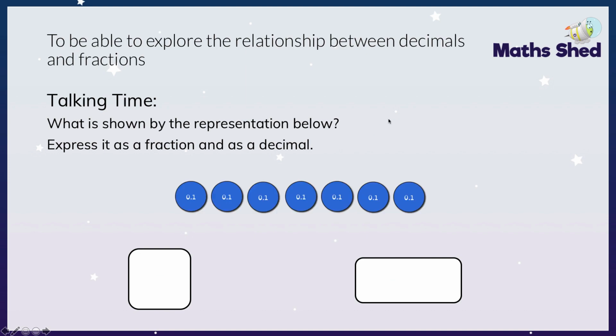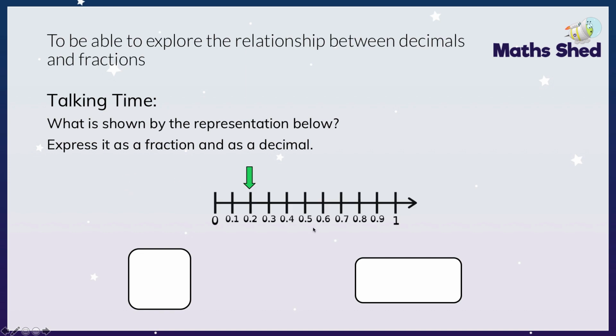On to the next. This time we have it in a slightly different way. We have 0.1 and we repeat over and over again. So we look at it as a decimal, then we look at it as a fraction. So we have 0.1, 0.2, 0.3, 0.4, 0.5, 0.6 and 0.7. So we have 0.7 in total. Now 0.1 was 1/10, so 0.7 will be how many tenths? 7/10.